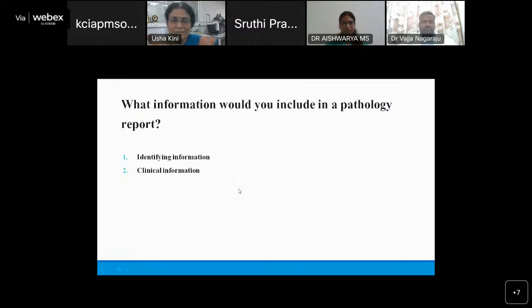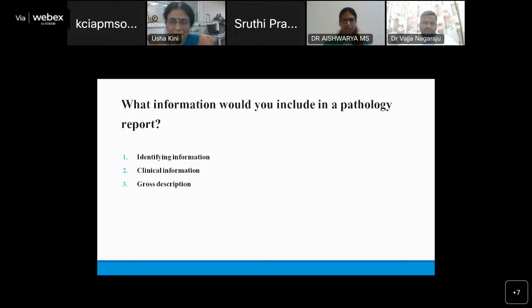The second point is the clinical information. A small data of the patient, why the patient had to have a biopsy. There must be a symptom, there must be a finding based on which a biopsy is done. That needs to be added on to the report. That's very essential, and maybe there could be some investigation which you have found useful. You can add it on here so that it will add value to your report.